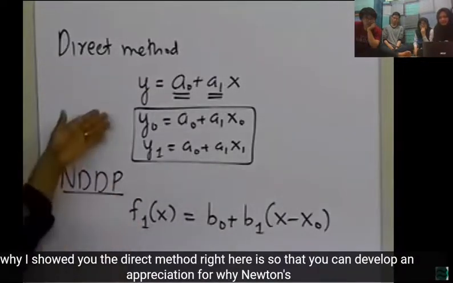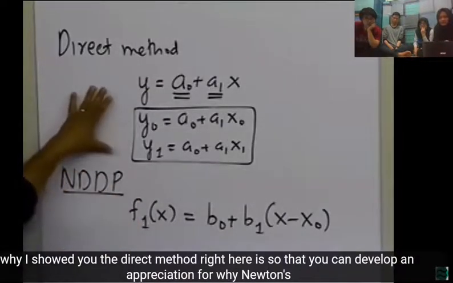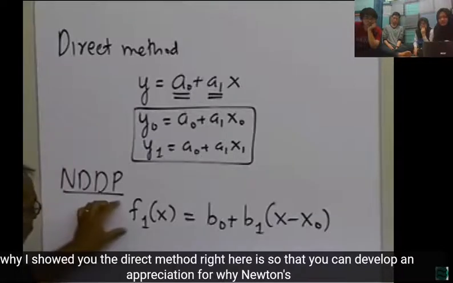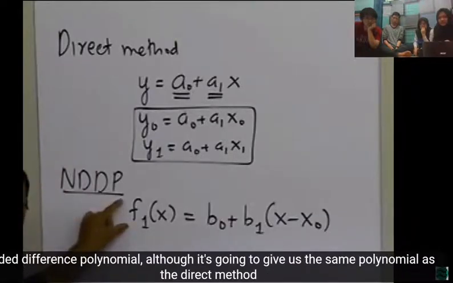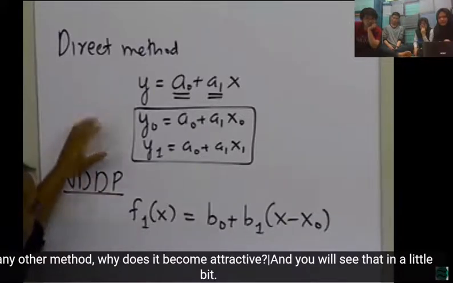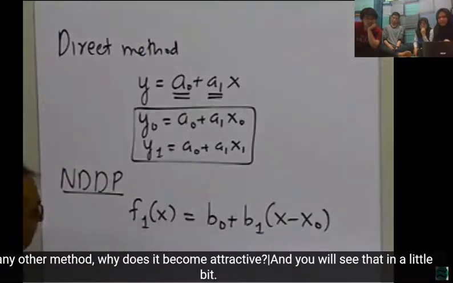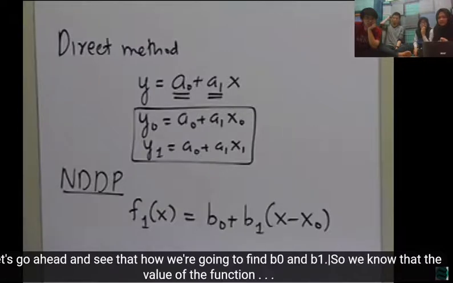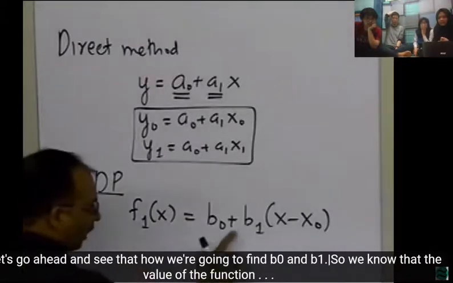And the reason why I showed you the direct method right here is so that you can develop an appreciation for why Newton's divided difference polynomial, although it's going to give us the same polynomial as the direct method or any other method, becomes attractive. And you'll see that in a little bit. So let's see how we're going to find b naught and b1.